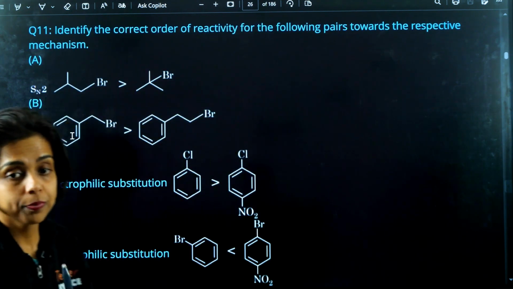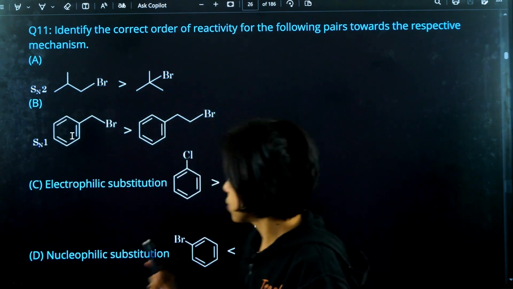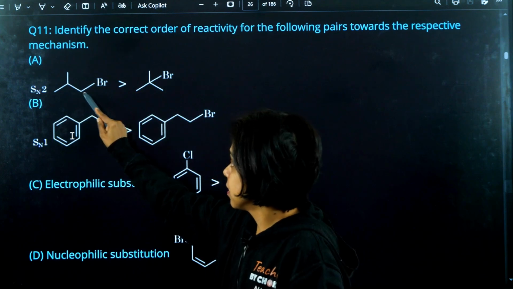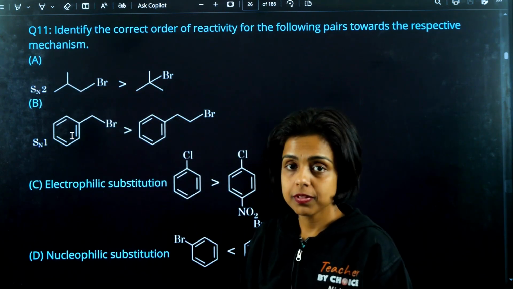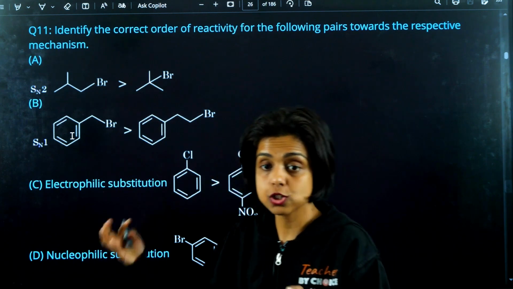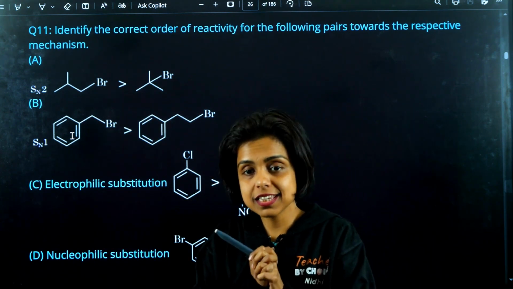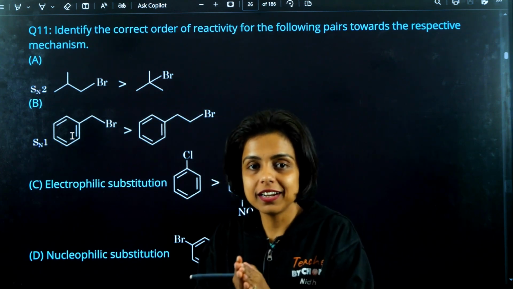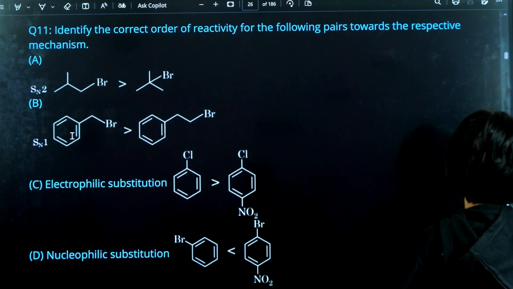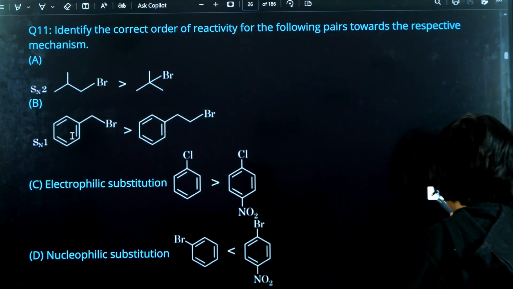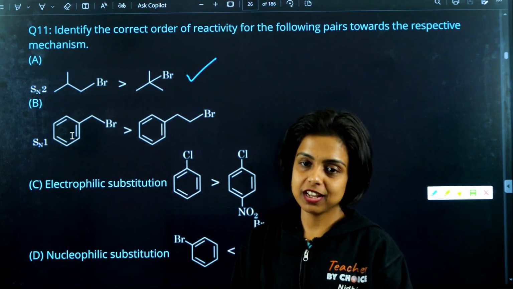Next question: identify the correct order of reactivity of each pair towards the respective reaction. You are supposed to identify the reactivity. First, this is 1 degree and this is 3 degree. For SN2 there has to be a back attack of the nucleophile, so the reactivity order for SN2 is 1 degree, 2 degree, 3 degree. 1 degree is most reactive and 3 degree is least reactive. So this is the correct order: the 1 degree alkyl halide has more reactivity for SN2.